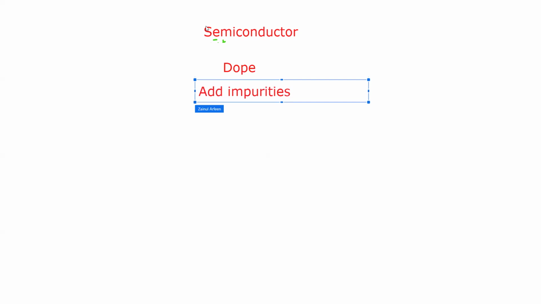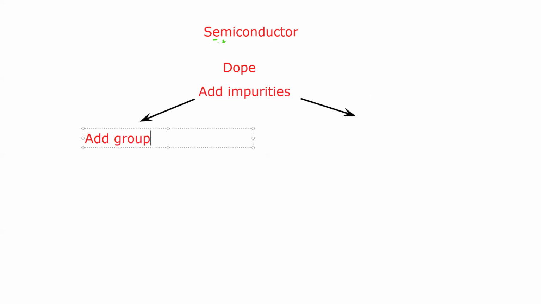It can be doped in two ways. Either we can dope by adding a group 3 element, or we can add a group 5 element. For example, among group 3 elements, we have boron. Already the structure is there. This is the original structure of a semiconductor, which has silicon bonded with four other silicon in a giant structure.